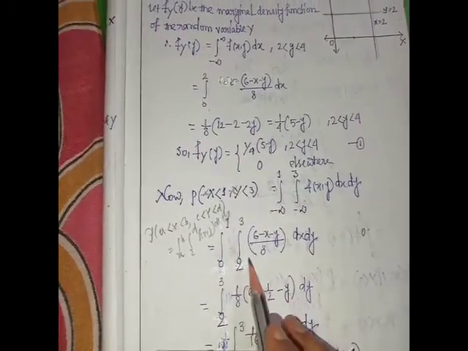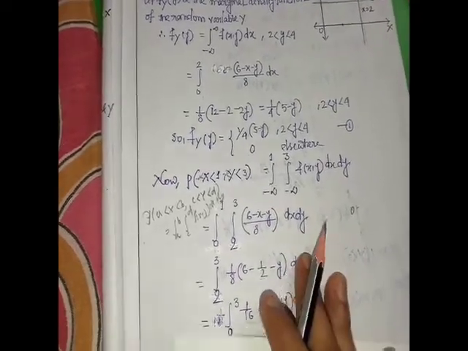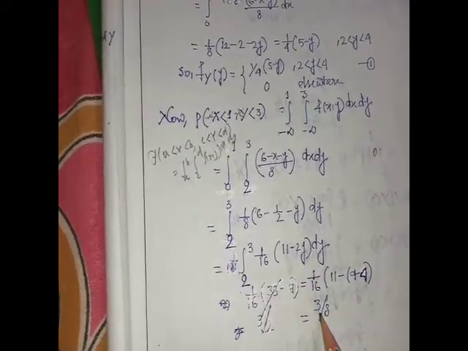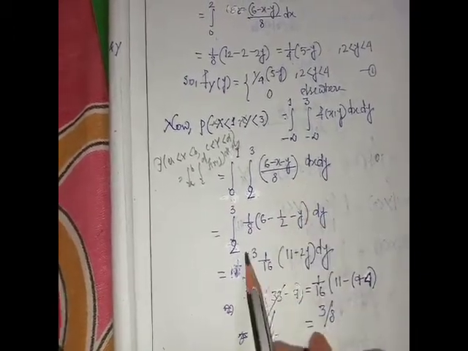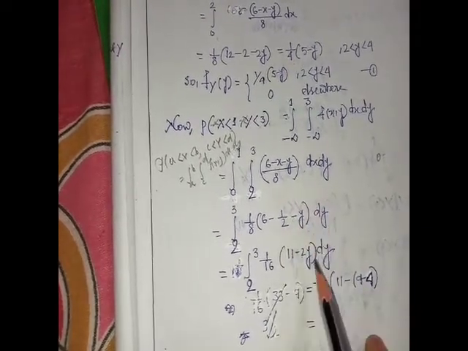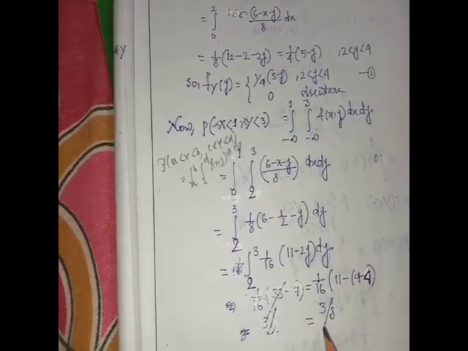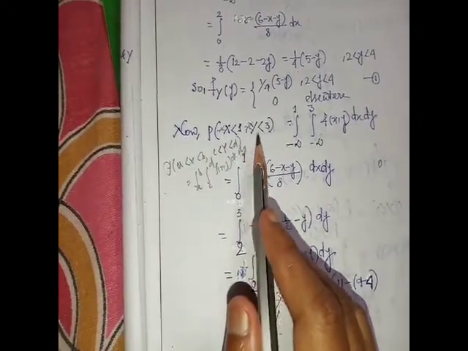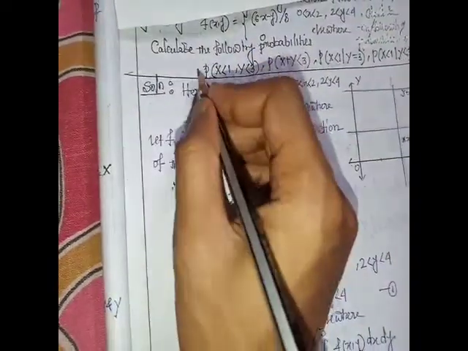The integration is x from 0 to 1 and y from 2 to 3, of (6 minus x minus y) by 8 dx dy. After calculations we get 3 by 8. First we integrate the x part, dx, then integrate the second part, y, dy. The ultimate result is 3 by 8. So probability of x less than 1, y less than 3 equals 3 by 8. So the first question is done.